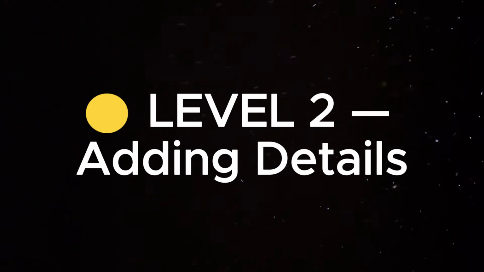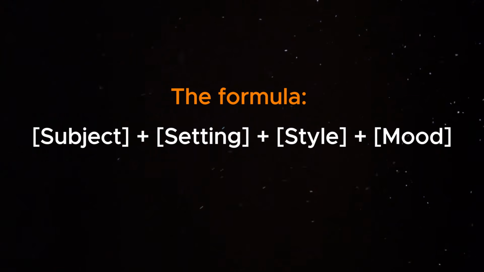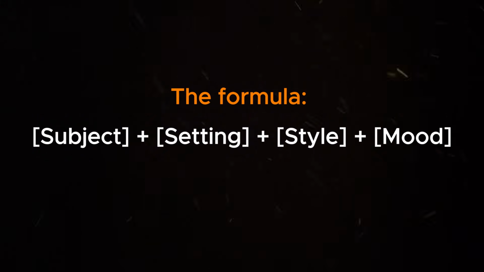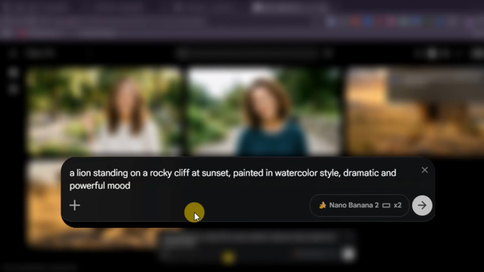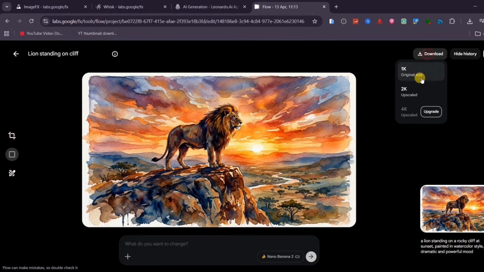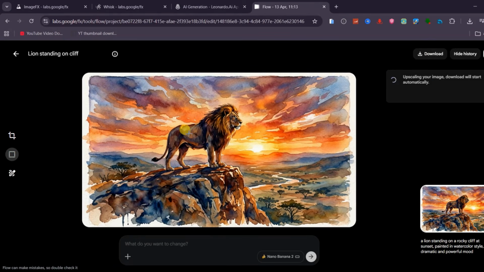Welcome to level 2, where things start getting exciting. We're going to add 3 things to every prompt: a setting, a style, and a mood. Let's upgrade the lion prompt. A lion standing on a rocky cliff at sunset, painted in watercolor style, dramatic and powerful mood. Look at that difference. Same subject, but now it has a location, an art style, and a feeling.